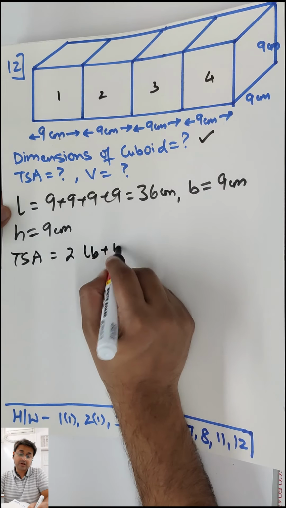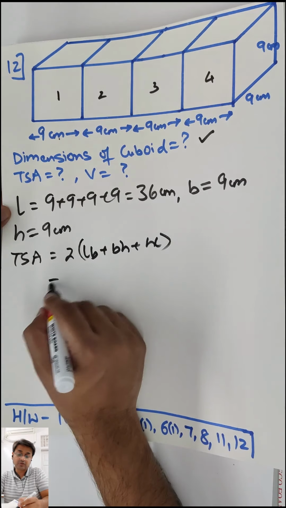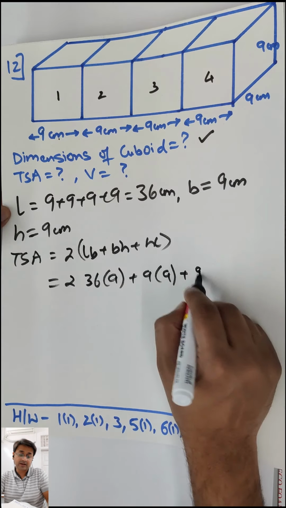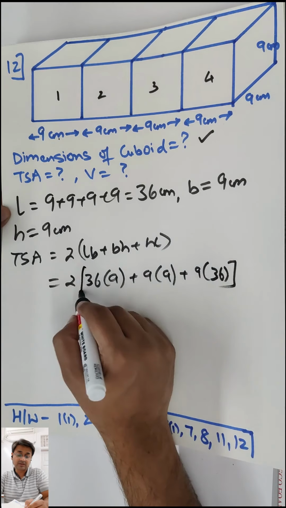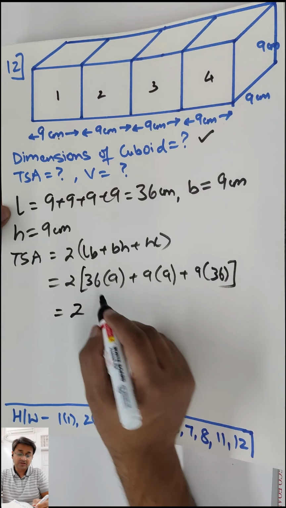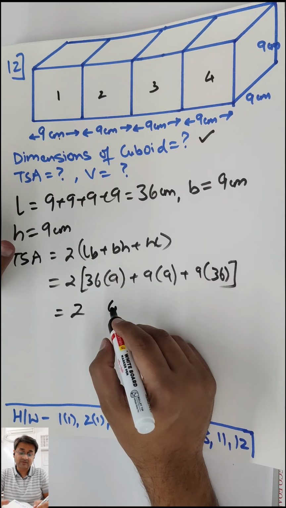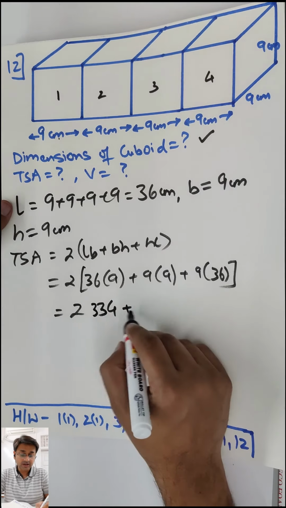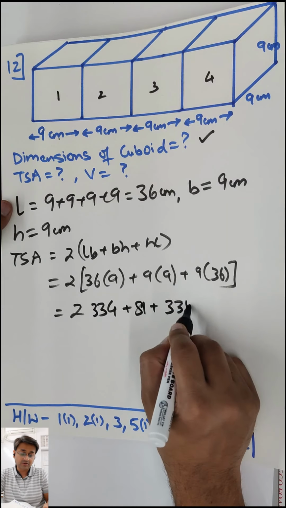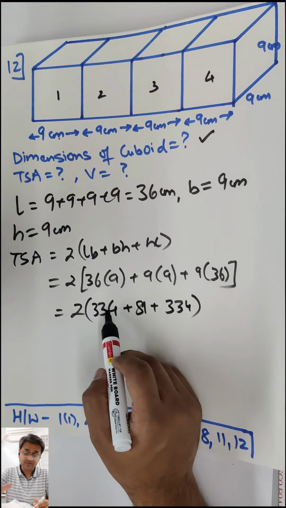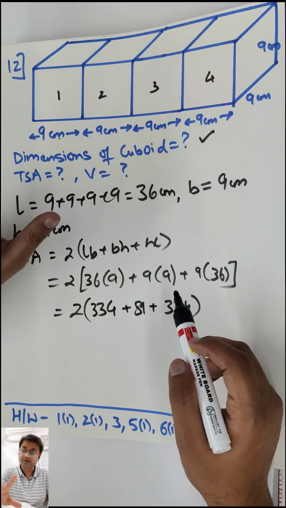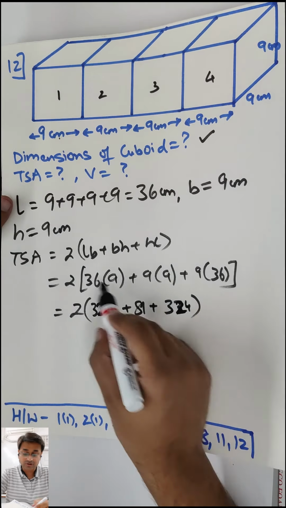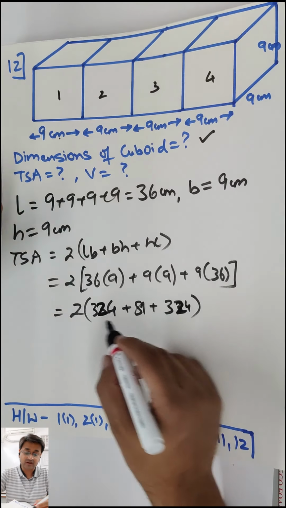So twice (length × breadth + breadth × height + height × length). Let's work it out. So 36 into 9, 9 into 9 and again 9 into 36. Twice (length × breadth + breadth × height + height × length). So 9 6s are 54, 27 plus 5, that will be 32. Correct? 81, again 324. See, I would have messed it up. So it's always better to cross check. 54, 27 plus 5, 32.